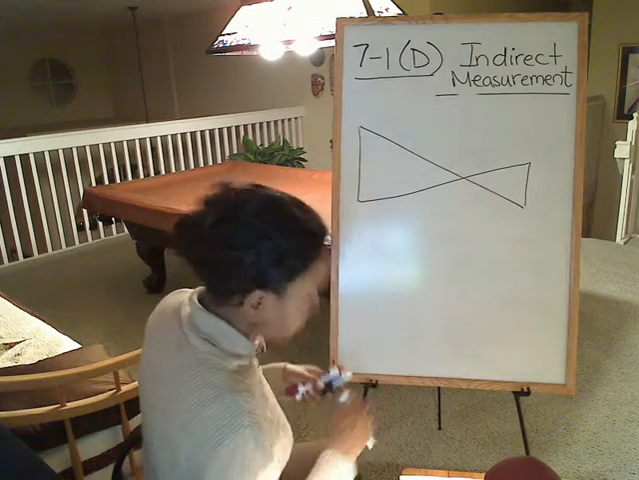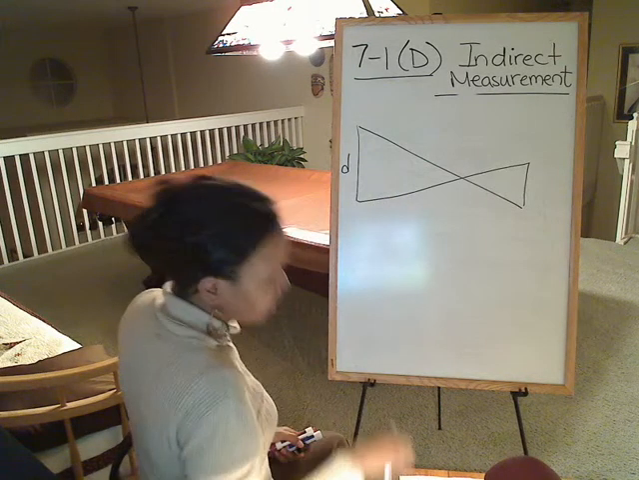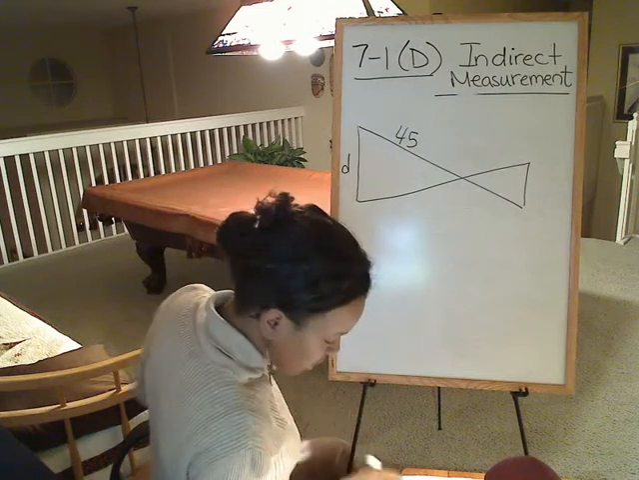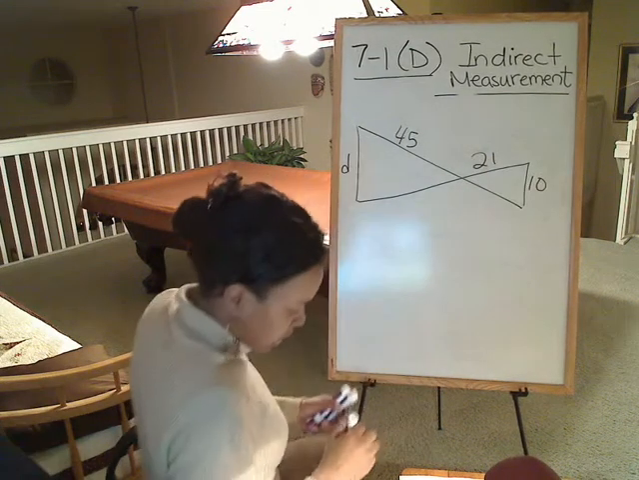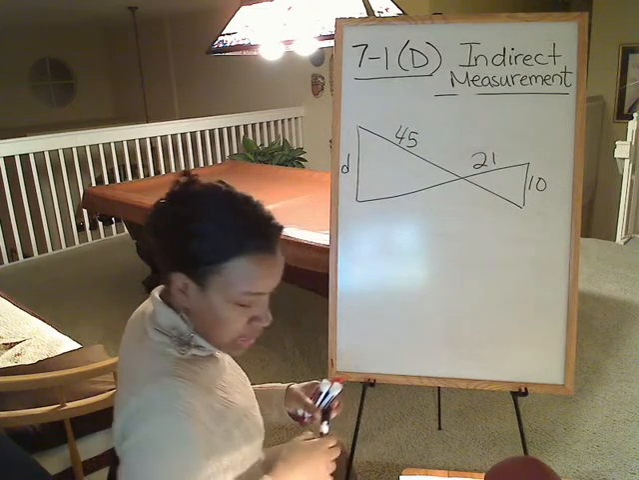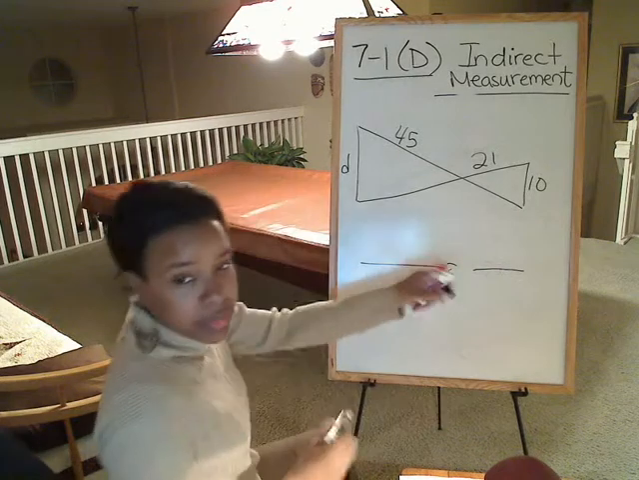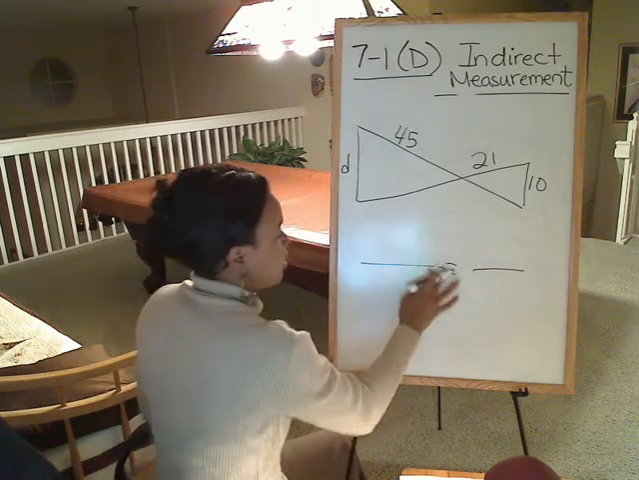So the first triangle, the base is D and the side length is 45. And for the little triangle, the side length is 21 and the base is 10. So again, when you set up your proportion, make sure your numbers match. Make sure you have corresponding sides.